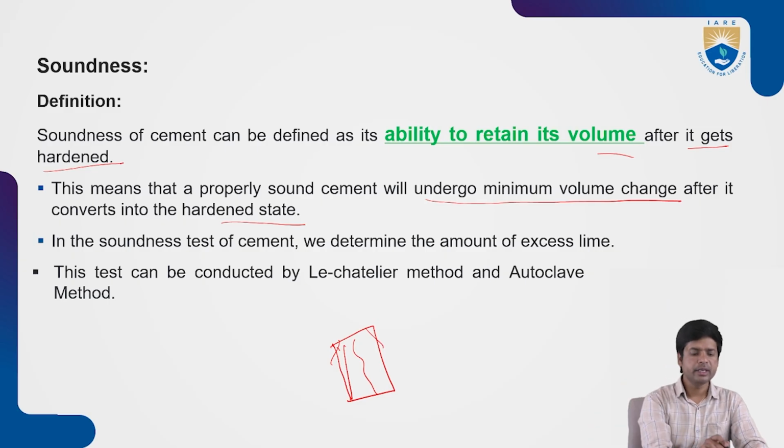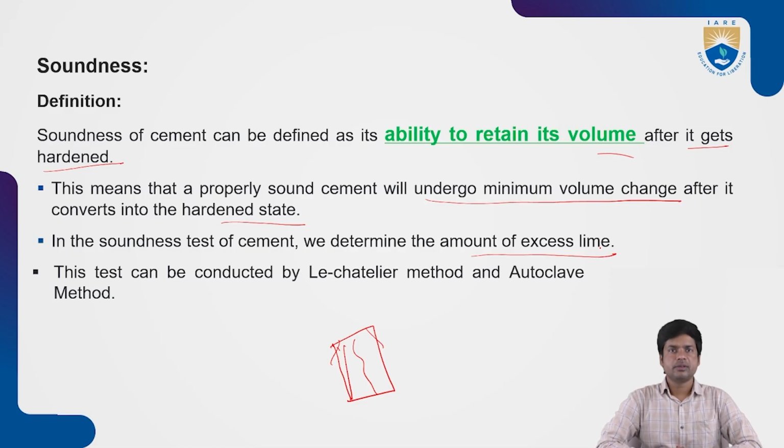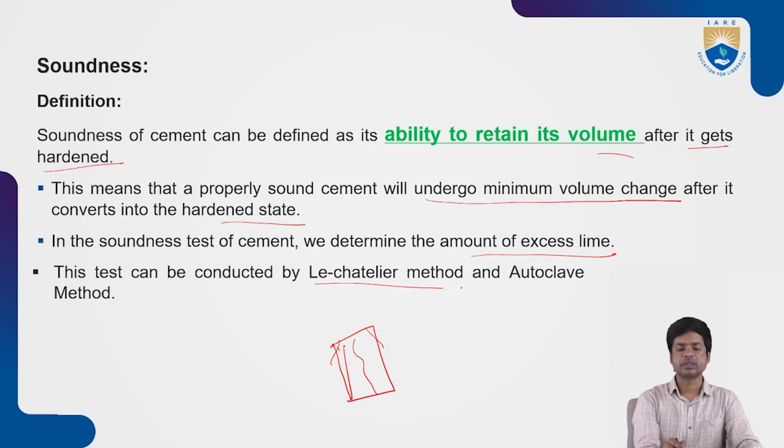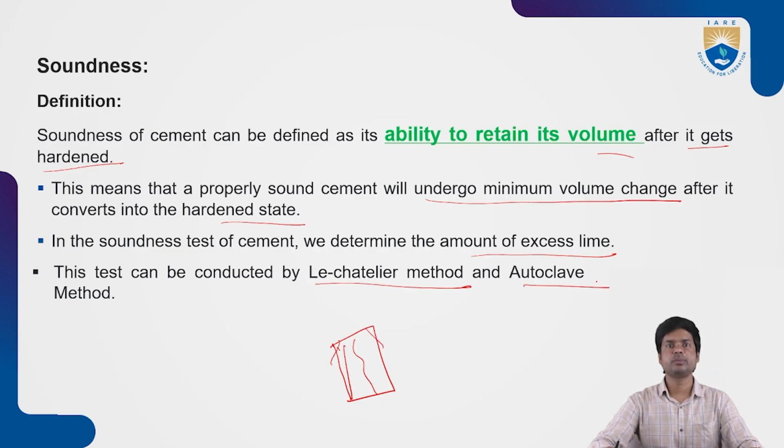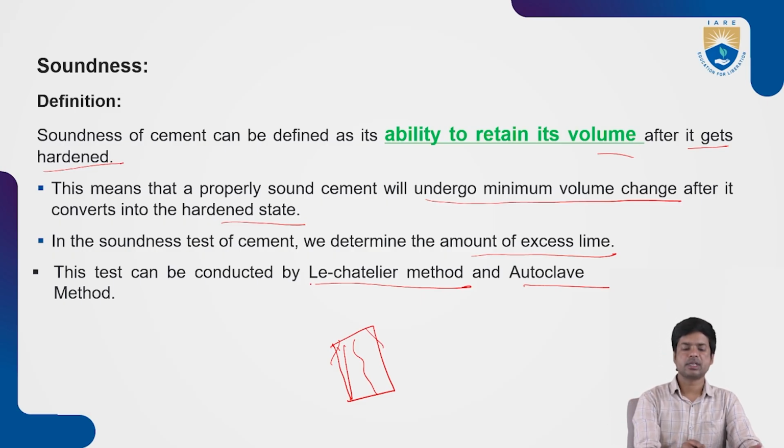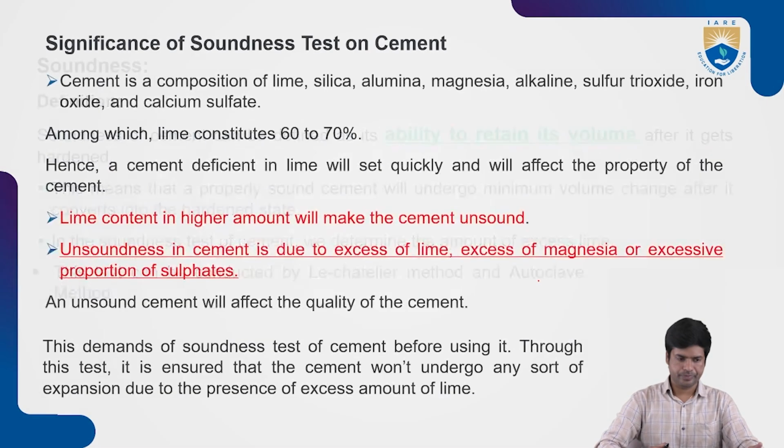In the soundness test of cement, we determine the amount of excess lime. The volume changes we get in the cement are due to the excess content of lime or magnesium. So in this test, we determine the expansion or soundness of cement due to excess lime. This test can be conducted by the Le Chatelier method and the autoclave method. By using these two methods, we find out the soundness property of the cement. The first one is the Le Chatelier method, and the second one is the autoclave method.